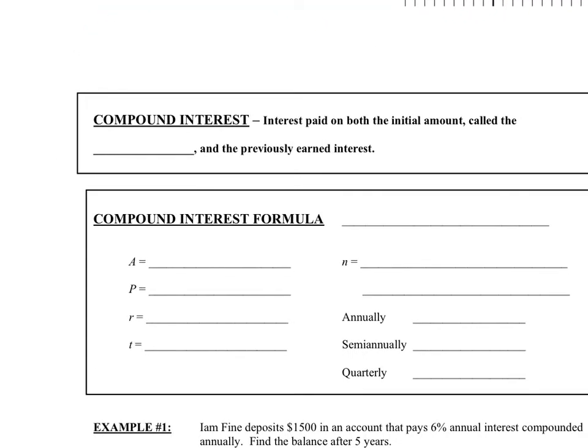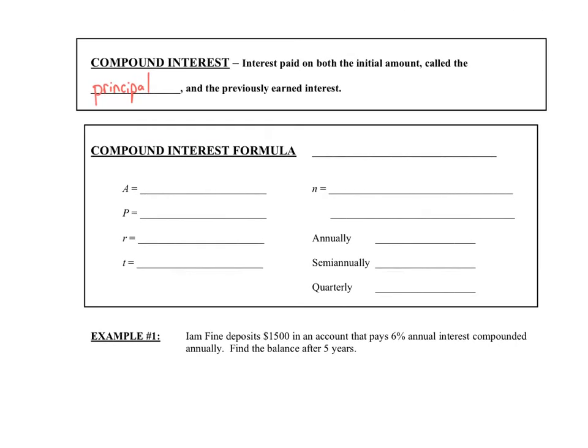Right. Compound interest is interest paid on both the initial amount, which is called principal, and the previously earned interest. Okay, this is how your bank accounts can make money, and how a lot of people retire as millionaires. It's because of compound interest. So the compound interest formula is A equals P times 1 plus r over n to the n times t power.